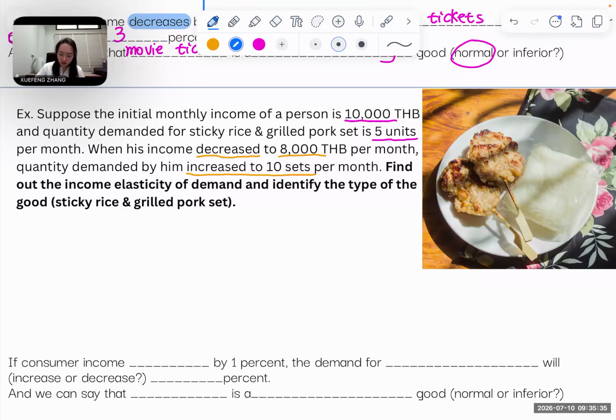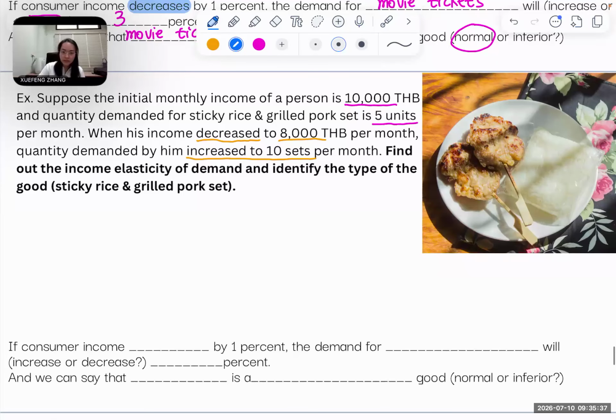Let's start with the first step. The first step, we need to calculate the percentage change because here we are given the numbers. So we need to calculate the percentage change.